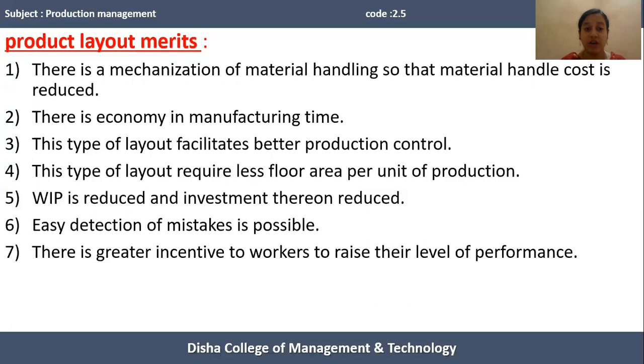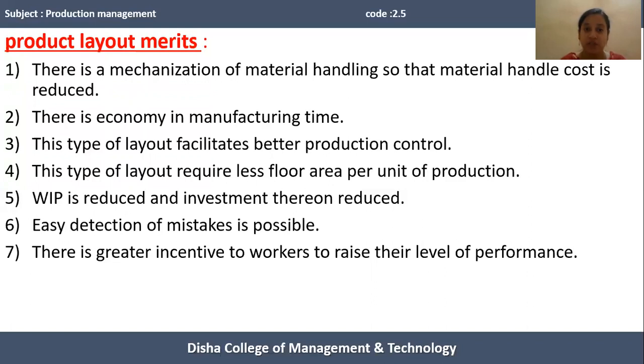There is also an economy in manufacturing time, means within less time the firm is able to produce the goods, because there is no requirement of moving the material from one department to another department. And in case of process layout, if the machines are engaged in producing different types of goods, then the product has to wait for some time for further processing. So this requires more time in process layout.